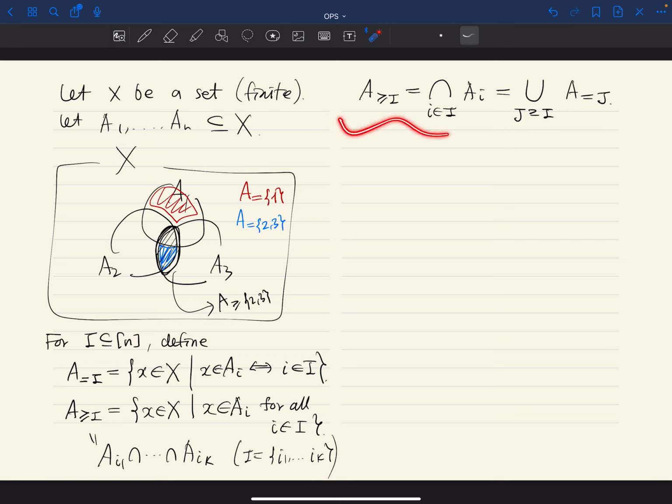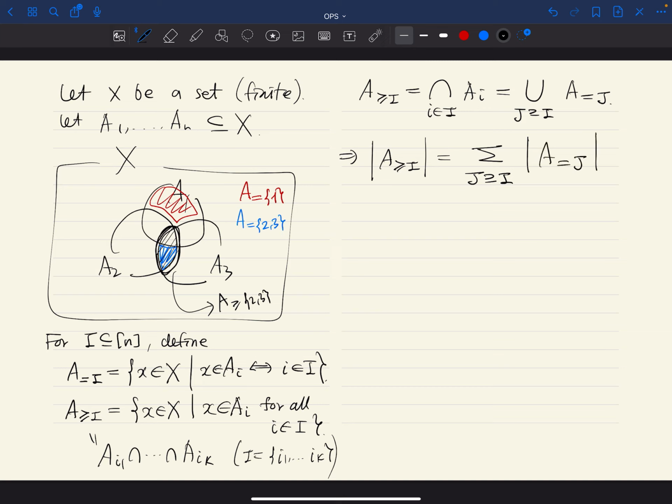And because of this, if you consider the cardinalities, this is the sum over all j of this. So just take the cardinalities of both sets. And the question is, can we write this equal thing as a sum of something greater?